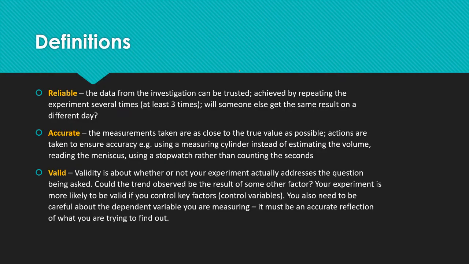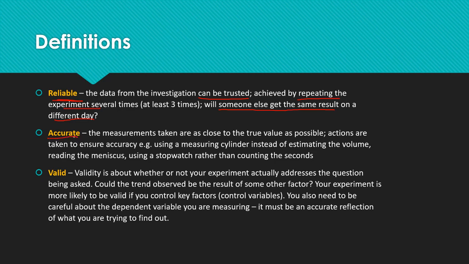So we need some definitions. Reliable. What makes data reliable? That means, can it be trusted? And this is achieved by repeating the experiment several times and thinking about, would someone else get the same result on a different day? So think about, is our investigation reliable?